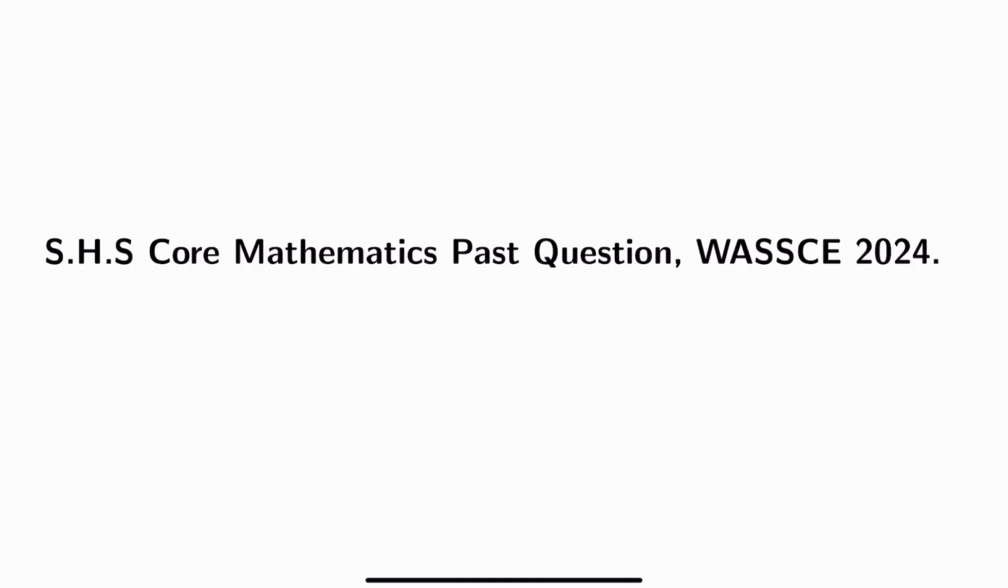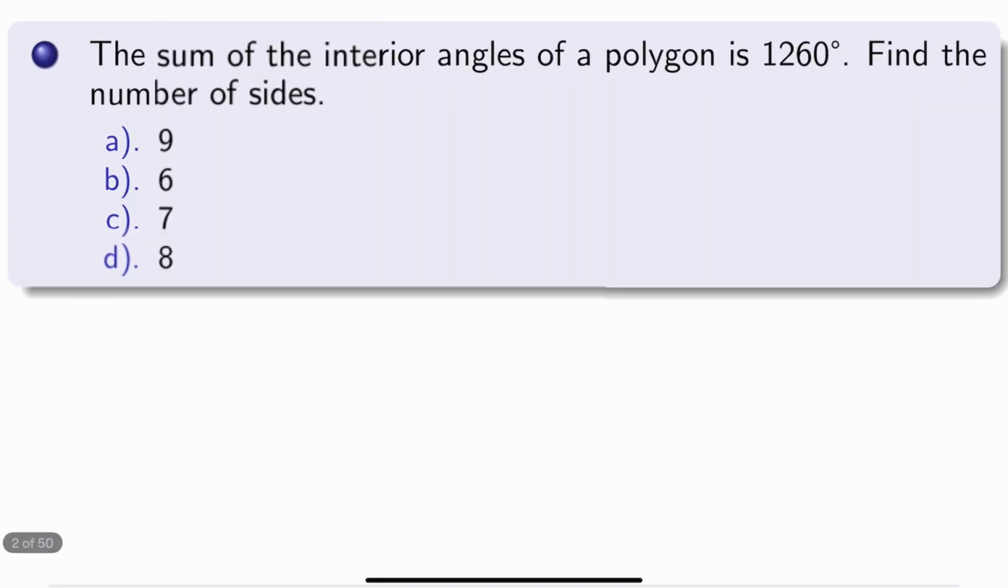Hi guys, today we consider SHS Core Mathematics past question WASSCE 2024. Question 1. The sum of the interior angles of a polygon is 1260 degrees. Find the number of sides.